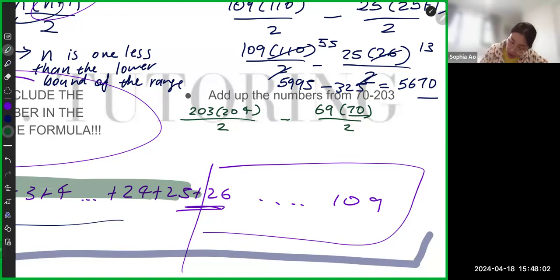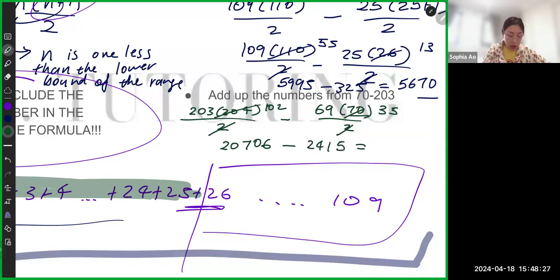You just want to do a quick bit of simplification here, 102 and 35 here. This part I will just do on the calculator and we'll see what we get. So 203 multiplied by 102, that is going to give us a very large number, 20706, minus 69 times 35, which is 2415. So we're going to subtract those two numbers now, and we'll see what we get. We end up with 18291. Now, does that seem like a reasonable answer to me?